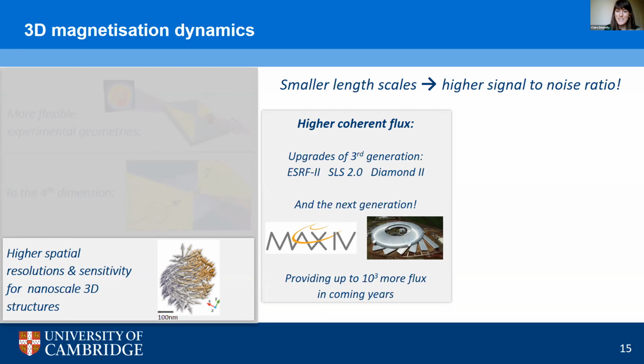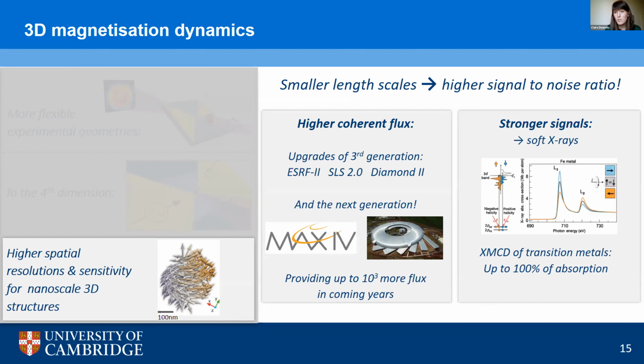We're actually at a very exciting point in time at the moment with synchrotron radiation. So we've got upgrades of the third generation synchrotrons ongoing or in the near future. We've also got the next generation of synchrotrons such as MAX4 in Sweden and Sirius in Brazil online or just coming online at the moment. So this will give us the possibility of up to 3 orders of magnitude more flux in the coming years. In addition, apart from increasing the flux of our source, we can also just go to stronger signals in order to increase our signal to noise ratio.